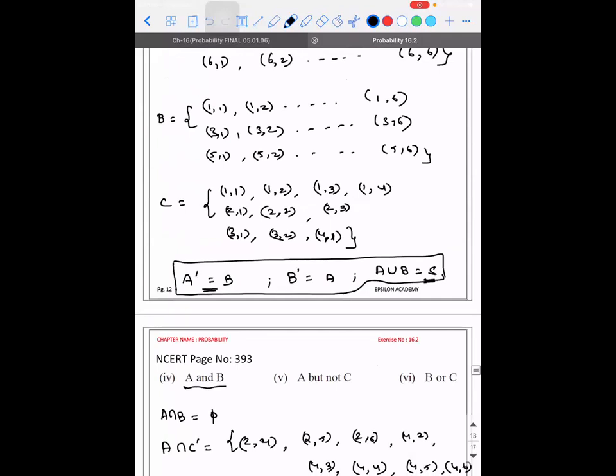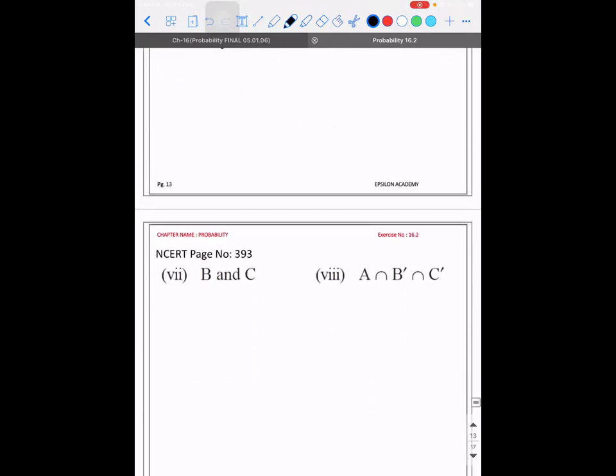So what is B intersection C? (1,1), (1,2), (1,3), (1,4). It will not be the whole set of C, because C has (2,x) except (4,1). No, (2,x) will also be missing. Yes, it will be only this value. So B intersection C is this thing.